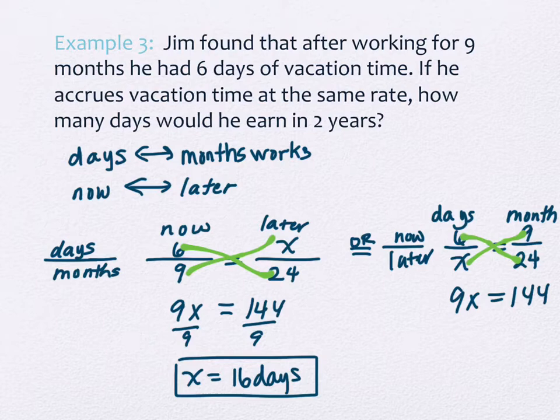Emma? How come when we were doing the now and later and days and months, how come we didn't add 9 to the 24 months? Is it because those 9 months are already accounted for? Yes. It's not asking how much will he have 2 years later. It's how much will he have in 2 years of working. It could have asked that, but it didn't ask it quite like that. If it were to say 2 years from now? Sure. You would add the 9. Or at the very end, you could add the 16 to the original 6 that he'd already earned. That'd be another way to do it. Okay. Gracie.